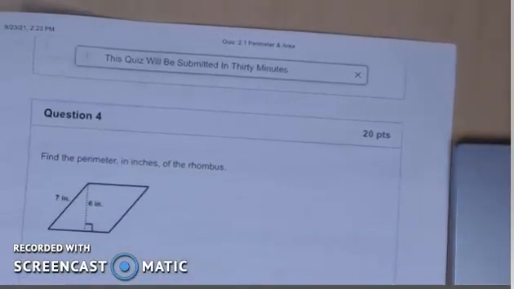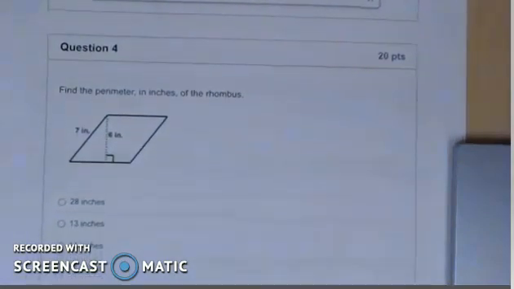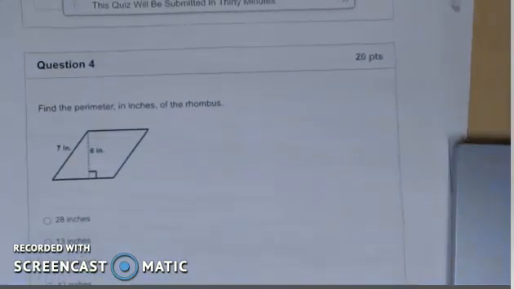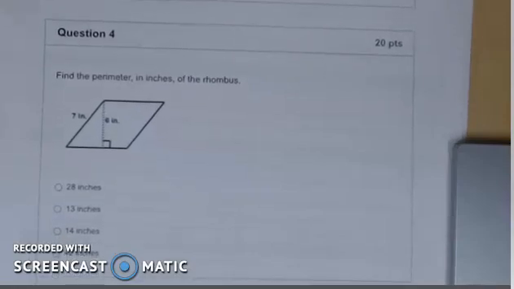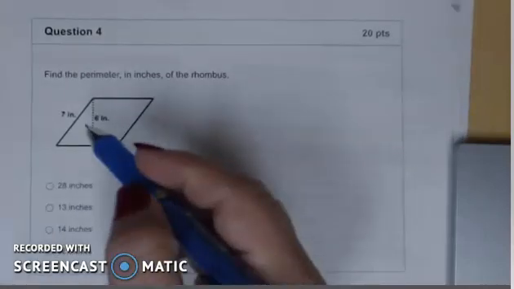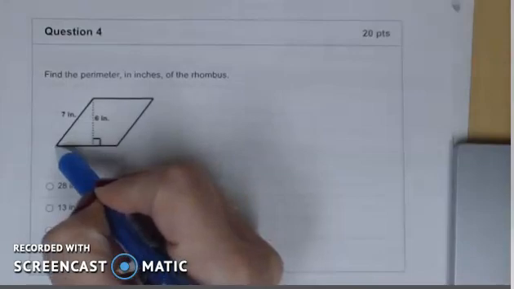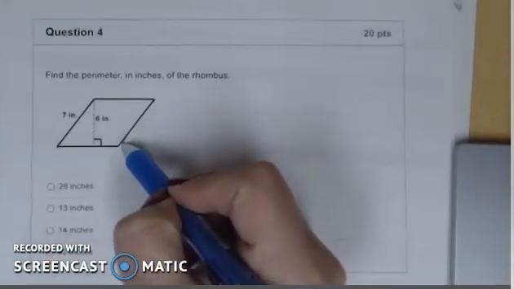Let's do another example. And I just printed these from your assignments. So here's one, and again, these are not in numerical order because it is a scramble on it, so we'll just kind of work a couple here. This one says, find the perimeter in inches of the rhombus. And so some important things to know is they have given us that this side length is 7, so we know that this side length is also 7.